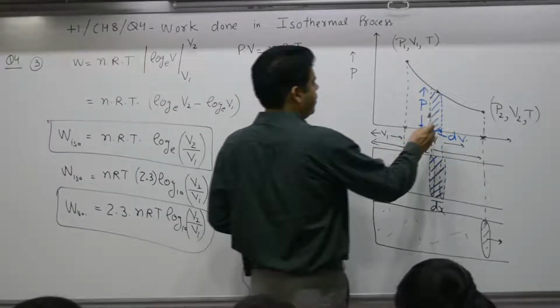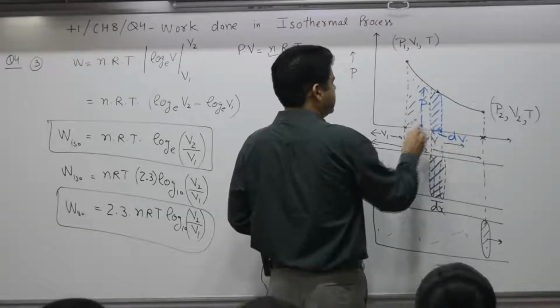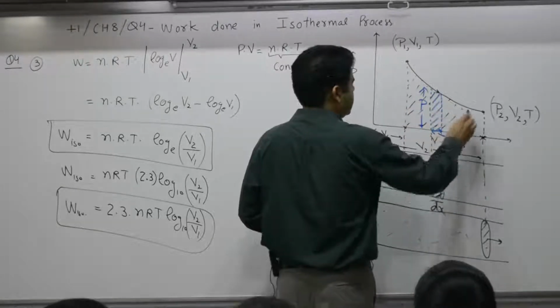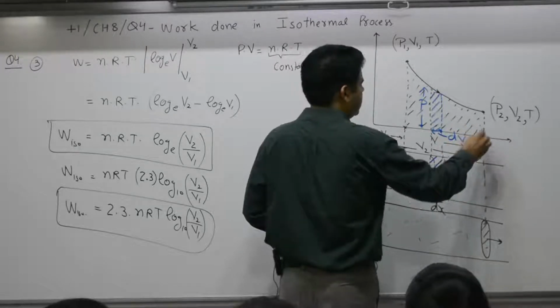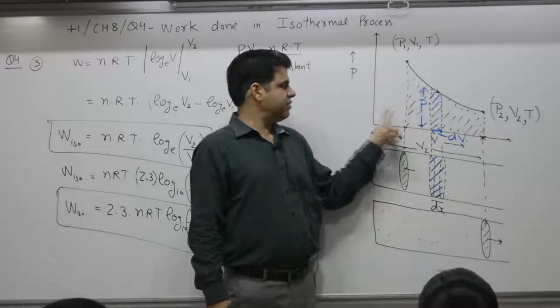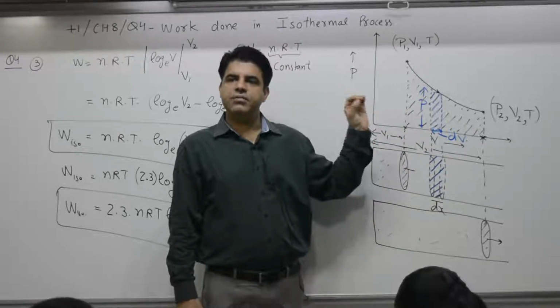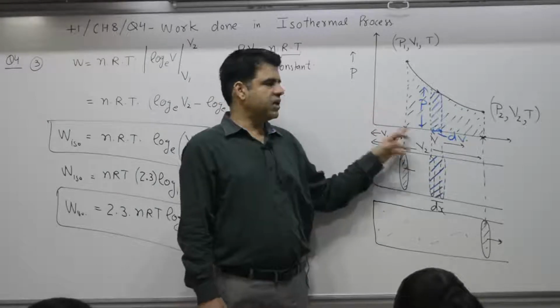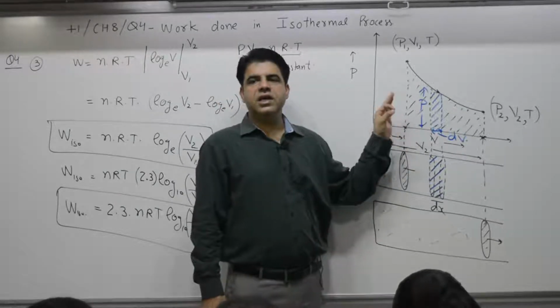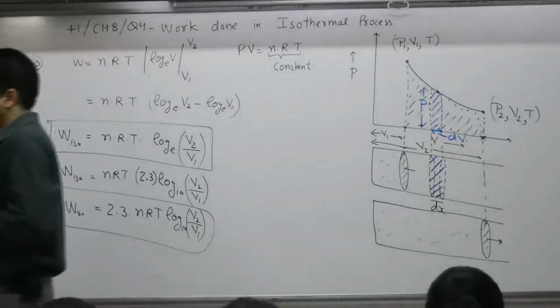This was a small volume, small area, total area. Integration means the total area. So work done in isothermal process is area under which graph? PV graph. Any adiabatic process, any process, if you have a PV graph, work done is area under PV graph. Means what? Integration.